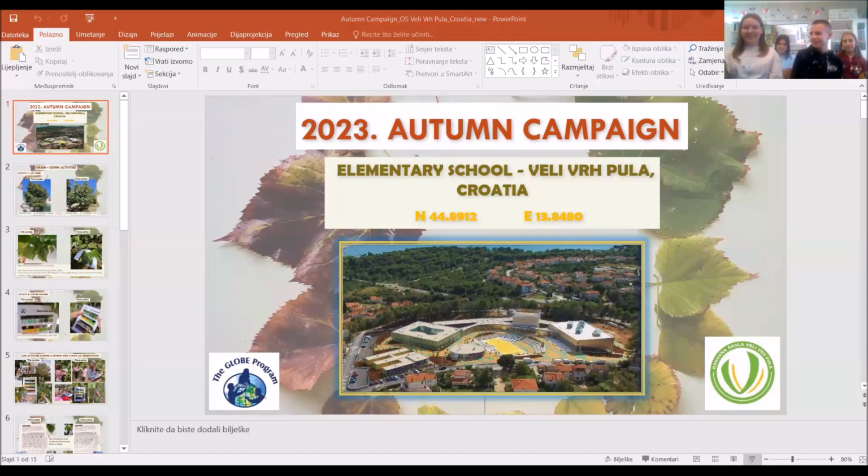Hello everyone, we are happy to be here. We are students of the elementary school Veli, Pula, Croatia. This is Lydia, Amar, Dora, Sasha, Tamara, Vanessa, and our teacher Natasha.